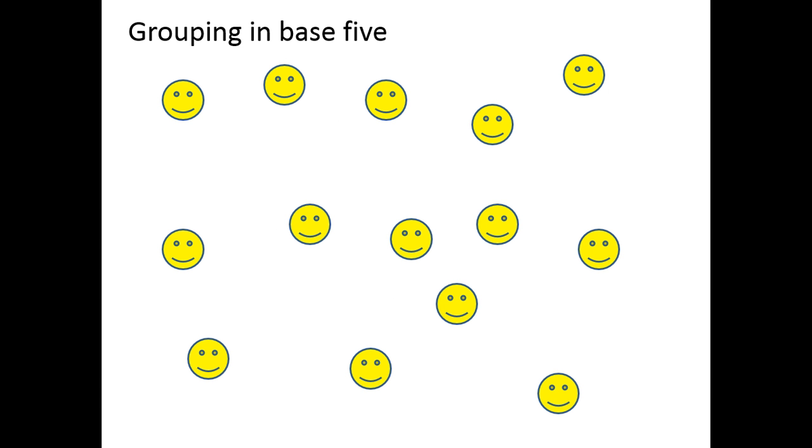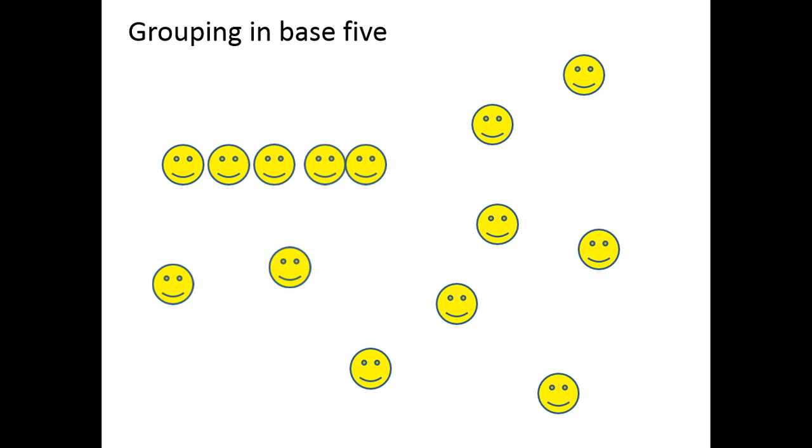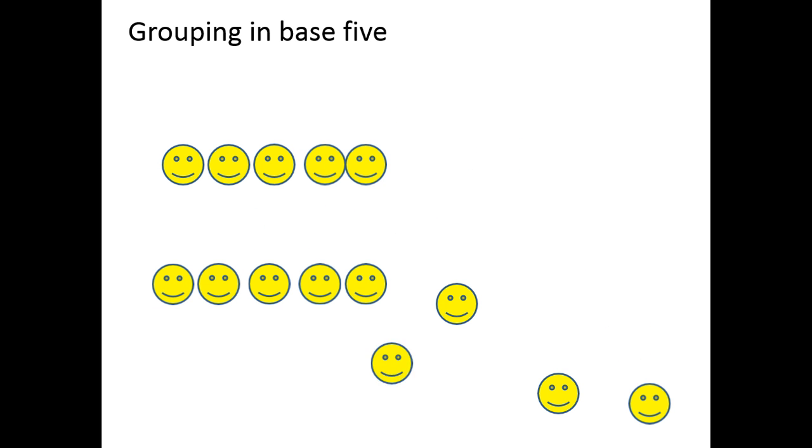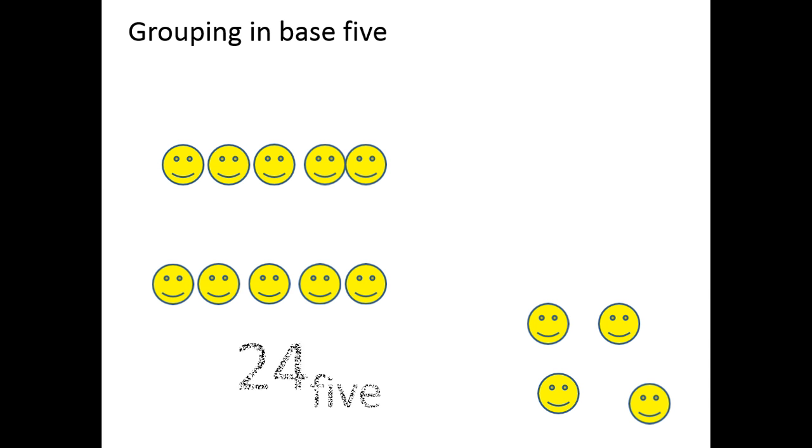So let's think about a base 5 number system. If we had our smileys and we wanted to group them in base 5, that means we would group 5 of them together at a time. And then if we did that, we would have 2 groups of 5 with 4 ones left over. So that would represent the number 24 base 5. Don't call it 24 because 24 means 2 tens and 4 ones. This is actually 2 5s and 4 ones. So we're going to call it 24 base 5.